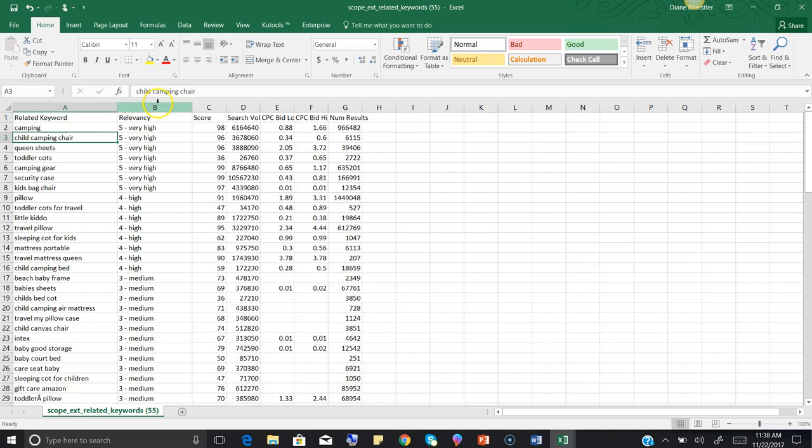So with child camping chair, they're looking for gear for their kids, right? For camping. So if they see child camping chair, they may say, oh, well, I really need a cot too now that I think about it. That way I'm not dealing with a whiny kid all day long.